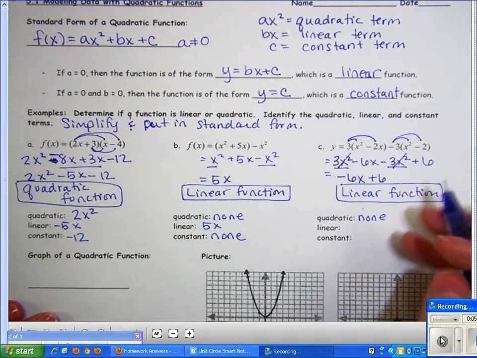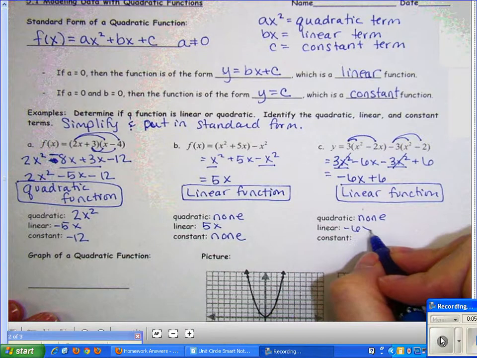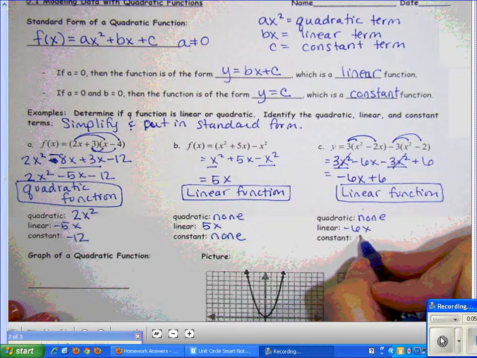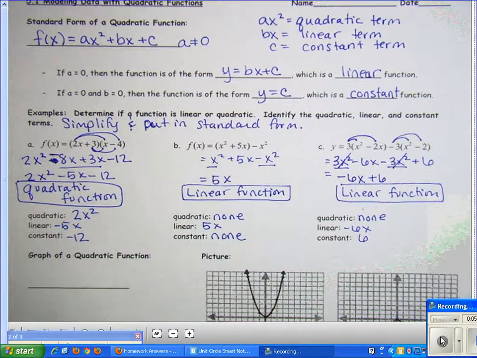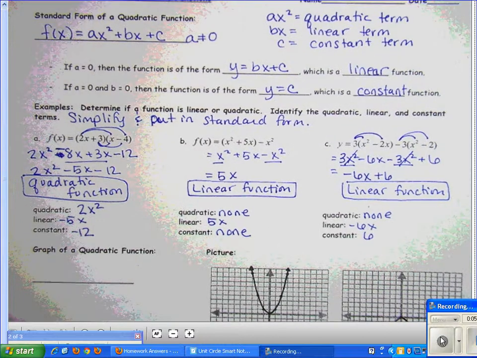And I know that the linear term is negative 6x and the constant term is 6. Now let's say I didn't have a linear term, then it would just be called a constant function. So that's the first part.